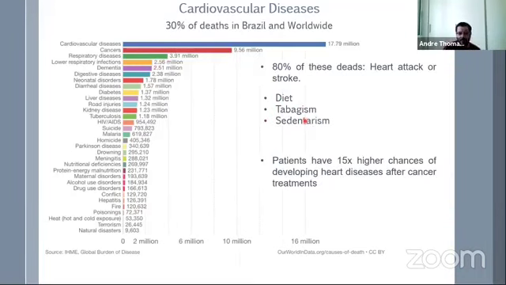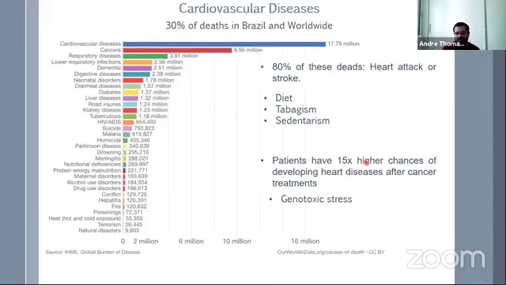But there is a problem. This becomes much worse when we take into account that patients that had been treated for cancer have 15 times more chance to develop heart diseases, because of the genotoxic stress of the treatment. And this is really serious, because you are saving someone from cancer, you are curing their cancer, but they are dying from heart diseases after the treatment.